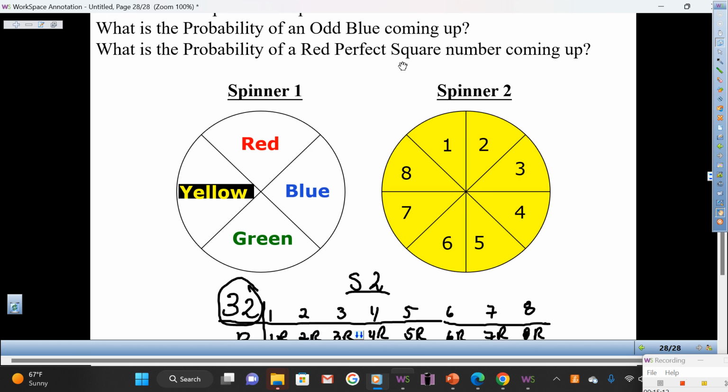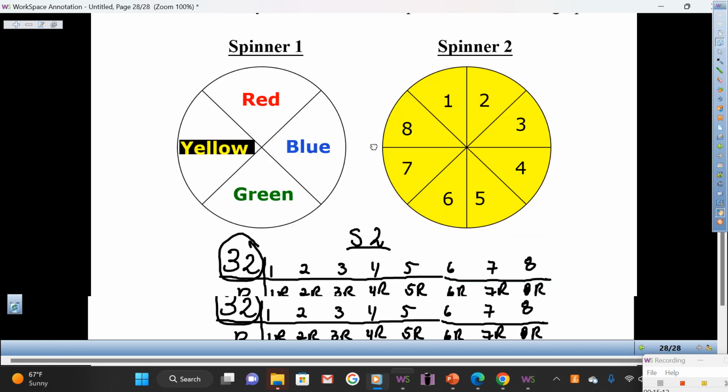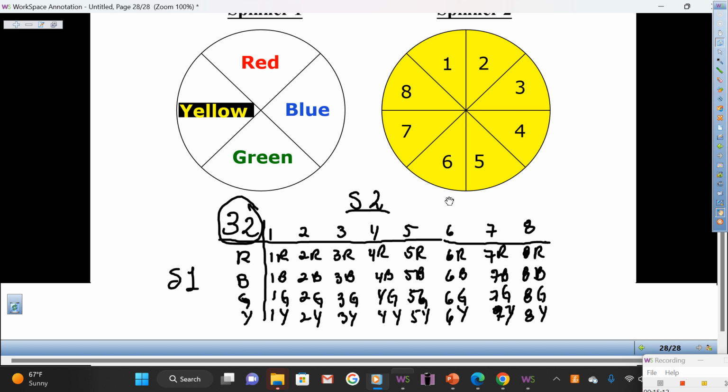Probability of an odd blue. Odd blue. Talk to your neighbor, let them know what the probability of an odd blue. All right, odd blue. So my formula is probability of odd blue. I'm just going to put OB, not Ocean Beach, but odd blue. So what do I write? Help me to write something.